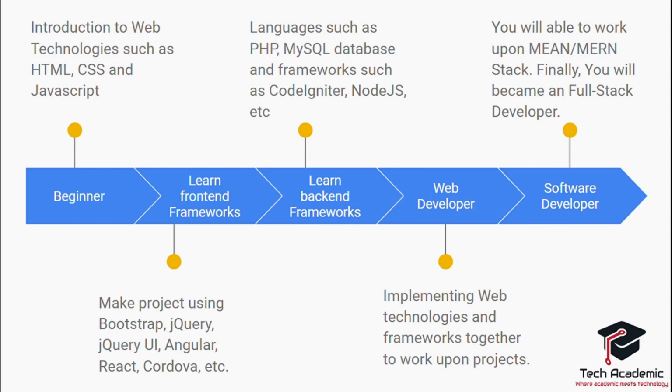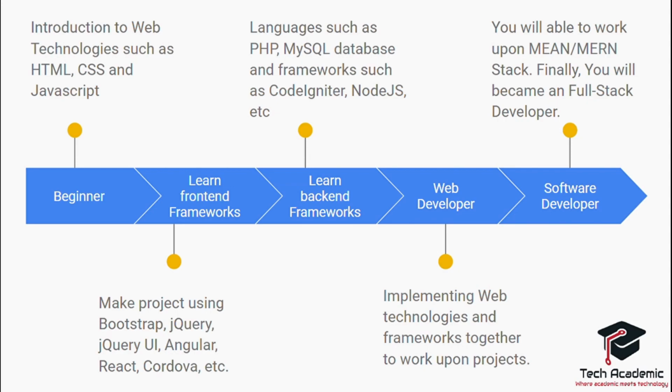After completing the beginner path, you need to learn different front-end frameworks such as Angular, Bootstrap, React, Cordova, etc. Angular and React are the two major frameworks currently used by different industries at different levels. So at least you must learn these two frameworks. After completing the initial two, you will move towards the backend, where you will learn PHP and MySQL as a database and different frameworks such as Node.js and CodeIgniter.